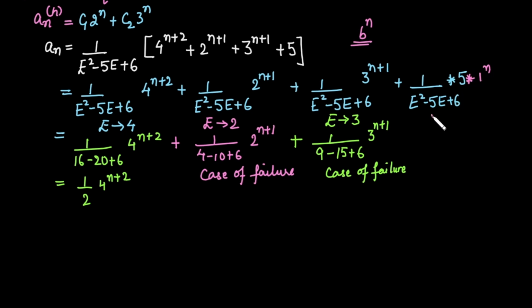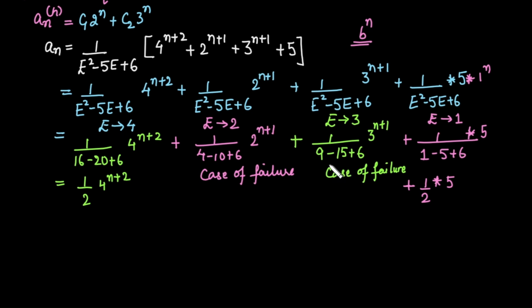And in this case we can replace e with 1. When you do so, we will have 1 minus 5 plus 6, into 5. And this 1 raised to power n is 1, and if it is multiplied again with 5, we will get 5 as it is. So from here we have 7 minus 5, which is 2. So in this case we are getting plus 1 by 2 into 5.